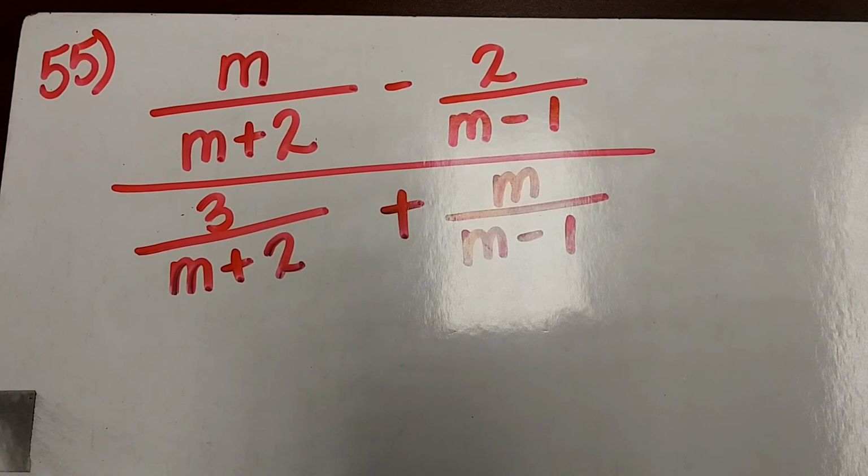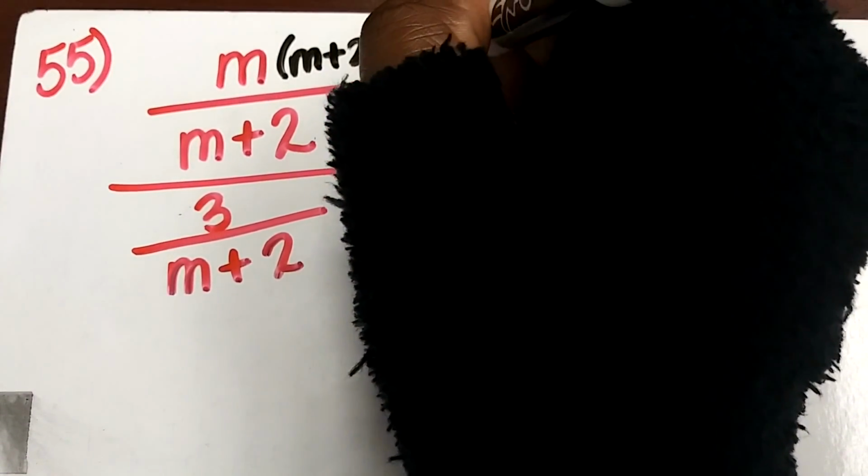But it can be more than 2. So I want you to make sure you understand that. Or it might just be 1 part. That's the one thing, one LCD. Just like the previous examples, the very first examples, it was just 1 part that was an LCD. So my LCD is m plus 2 times m minus 1.